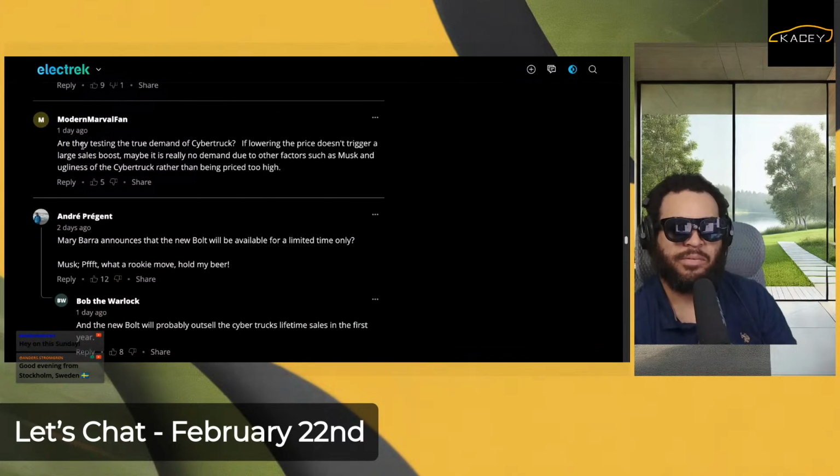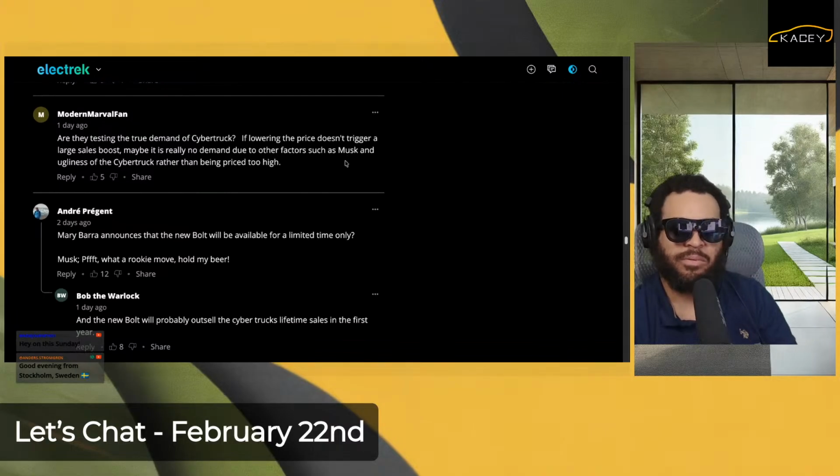This game is familiar. Are they testing true demand of Cybertruck? If lowering the price doesn't trigger a large sales boost, maybe there really is no demand due to other factors such as Musk and the ugliness of the truck, rather than being priced too high.